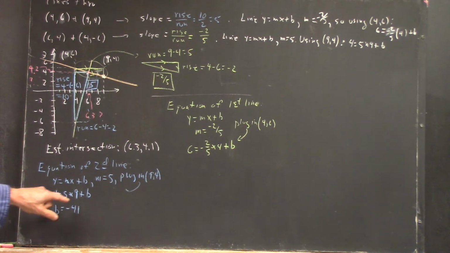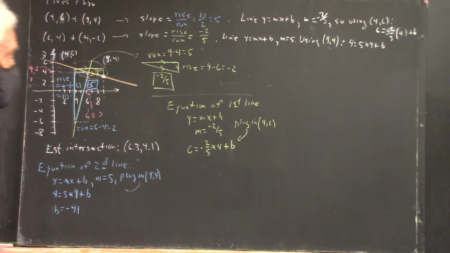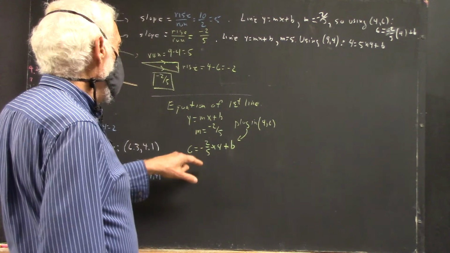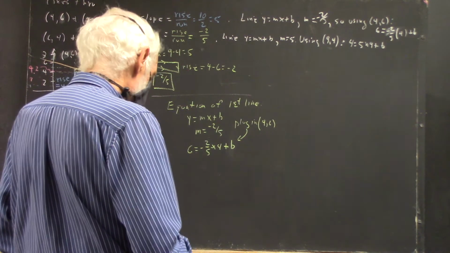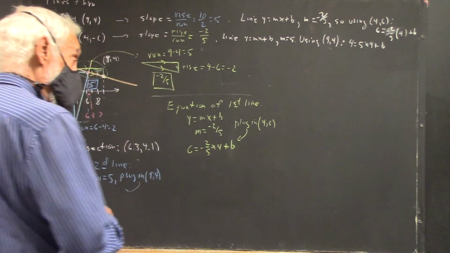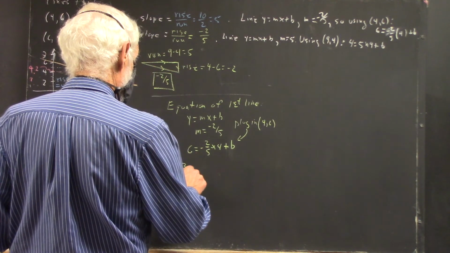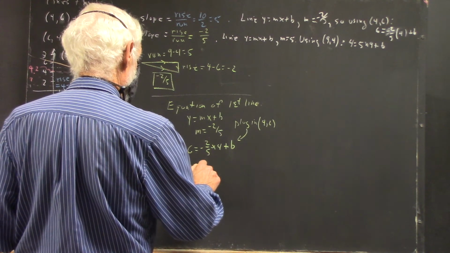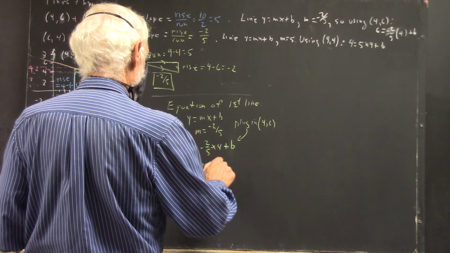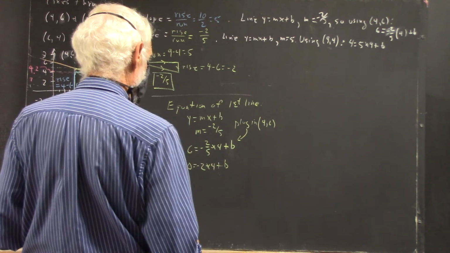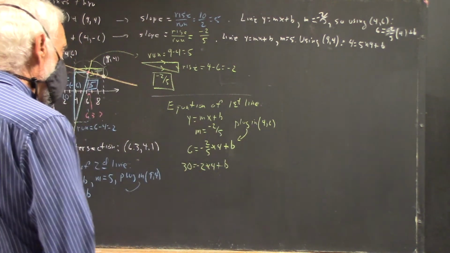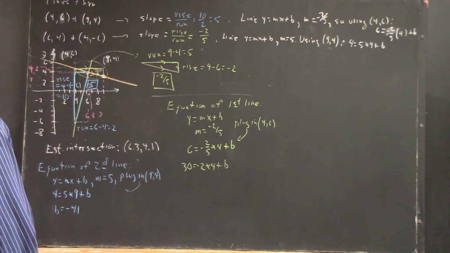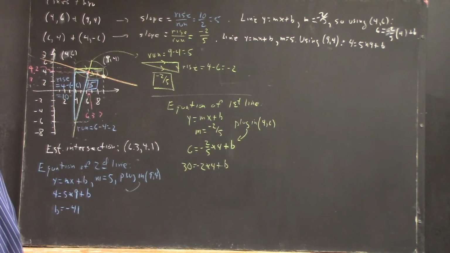I'm going to go through the step. That's 45. Subtract 45 from both sides, you get negative 41. Over here, negative 2/5 of 4 is negative 8/5, but let's do the usual. Multiply both sides by 5. I'm not going to belabor that. I just multiply by 5. I get 30 equals negative 2 times 4 plus b. So negative 2 times 4 is 8. And this makes no sense at all.